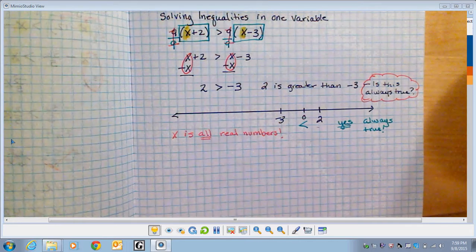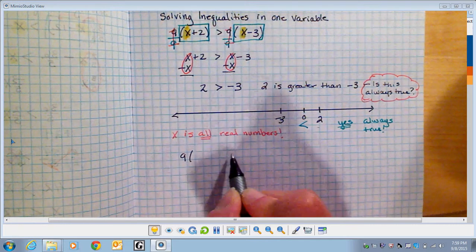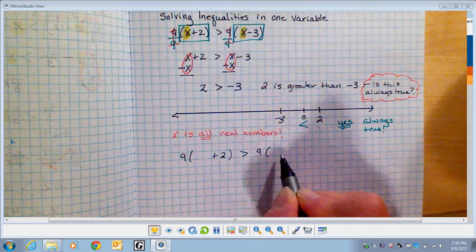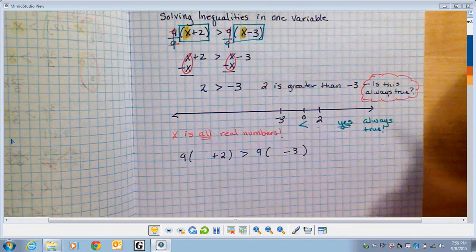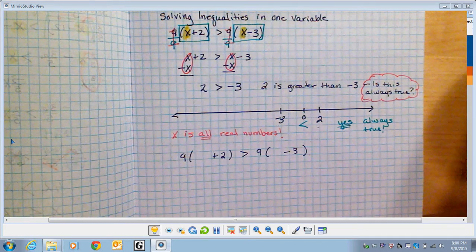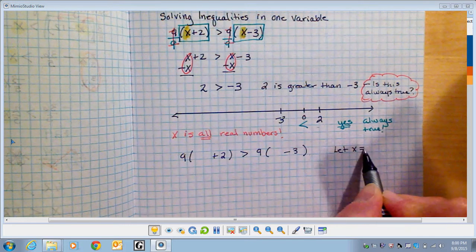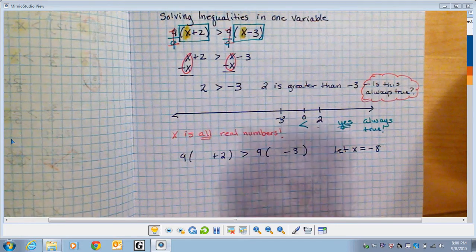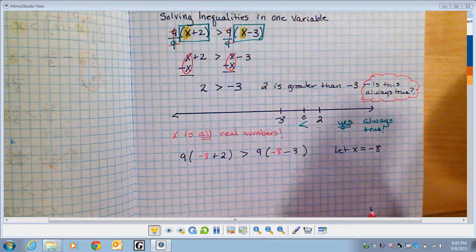Let's test it. Let's give it a try. Let's pick a number. So I had 9 times x plus 2 is greater than 9 times x minus 3. Okay? So let's just pick a number for x. What do you want to pick? Let's pick something ridiculous like let x be negative 8. Okay? So that means where x was, I'm going to put in negative 8. And we're going to see if this is true.